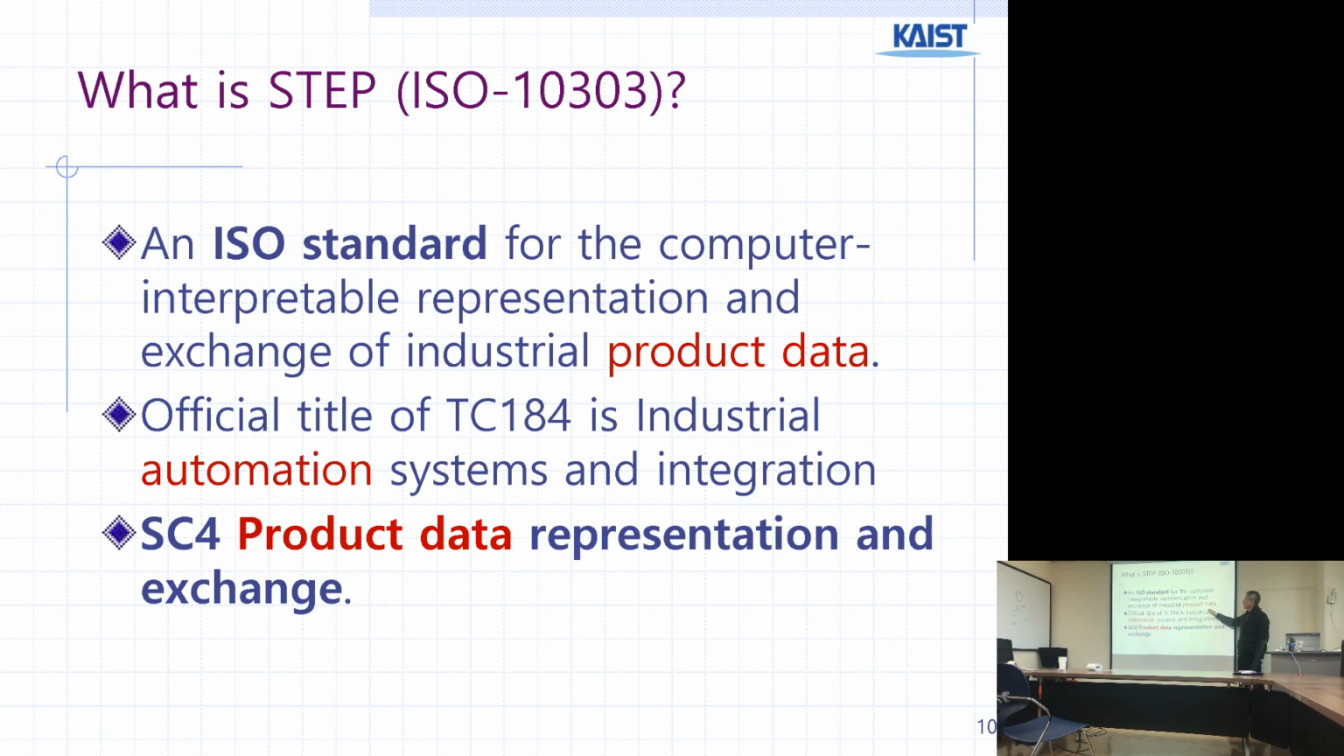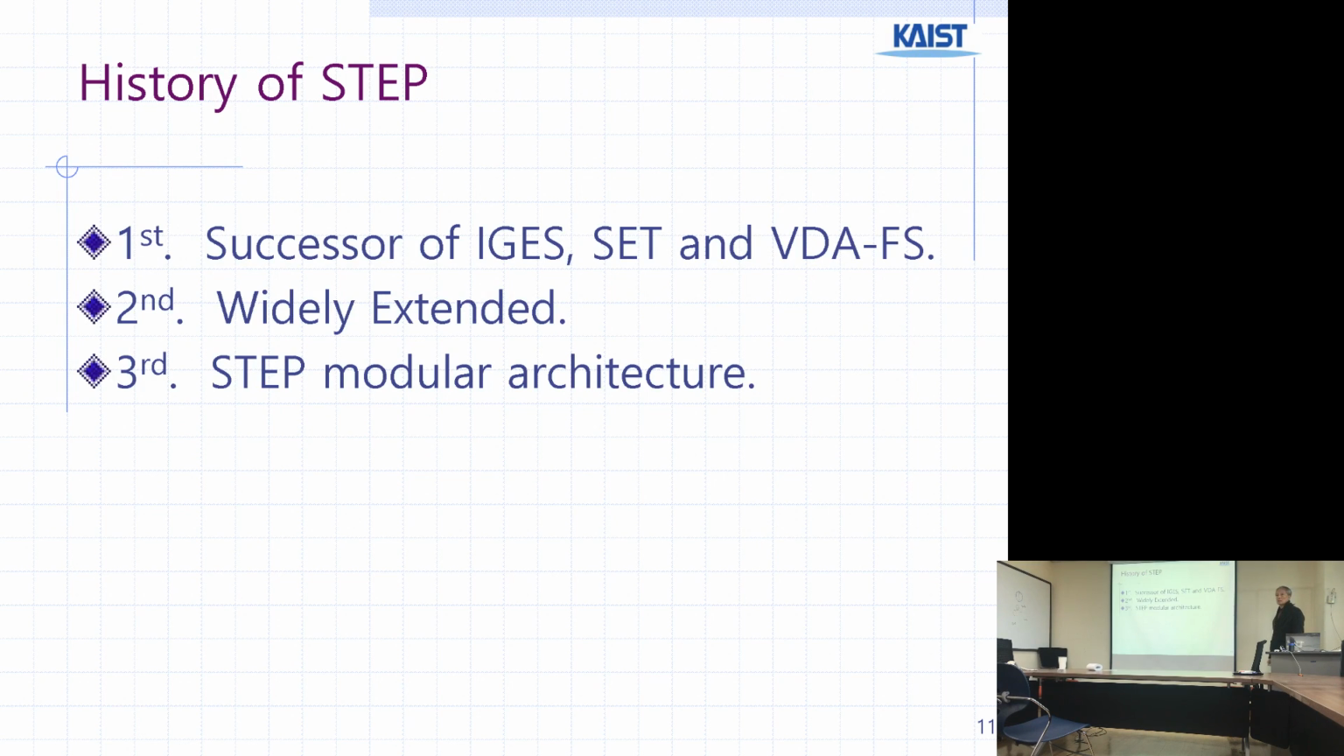The official title of the TC, Technical Committee, is industrial automation. And one of the subcommittees of this technical committee is subcommittee 4. They are handling product data, and that is STEP. So history, it started in 1984. So more than 40 years now, right? More than 40 years. So they tried to upgrade IGS.